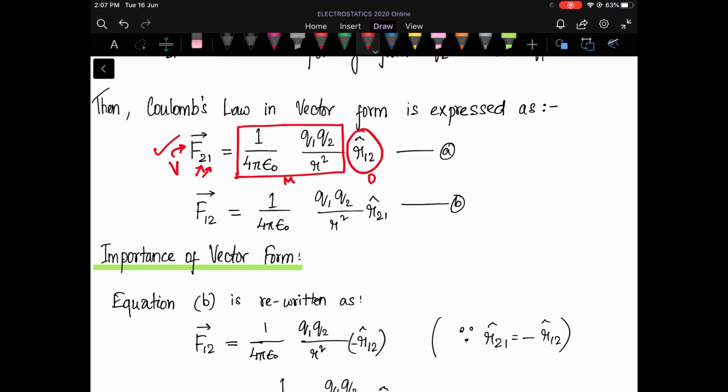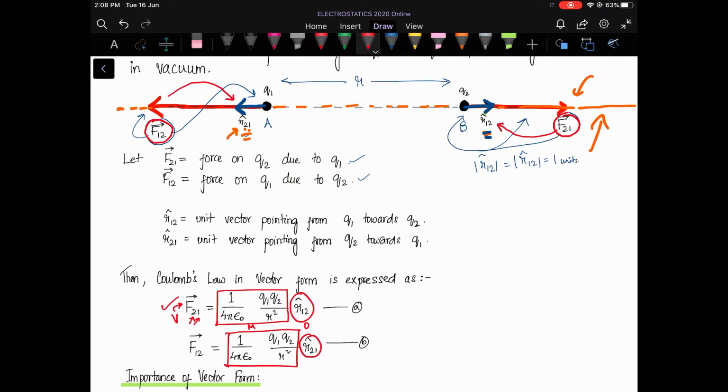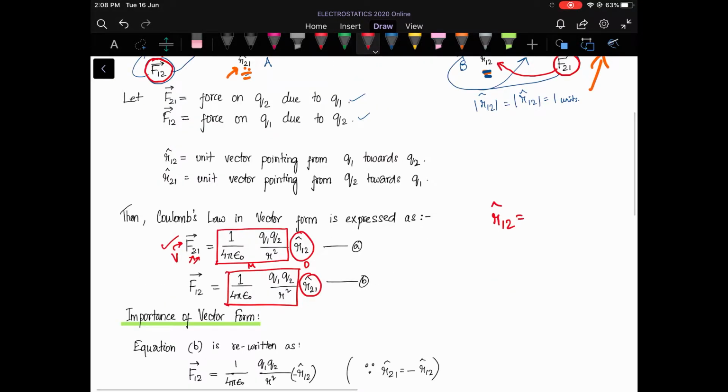Similarly, when we write F12, we are going to write the magnitude of the force, which is again this, and the direction this time is not r12 but r21. Having written this, one change that we can bring in this formula is that the unit vector r12 is found to be equal in magnitude to your vector r21, but they are opposite in direction. So we have a simple relation between them with a minus sign.